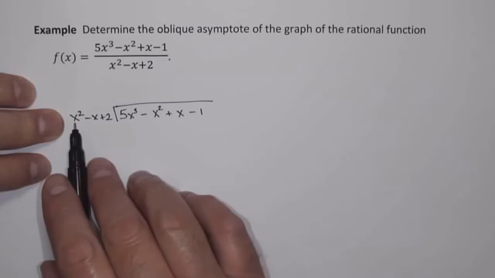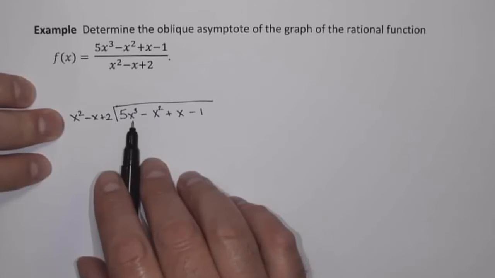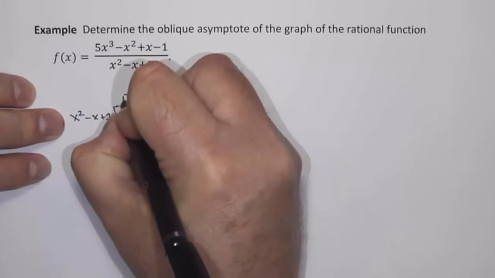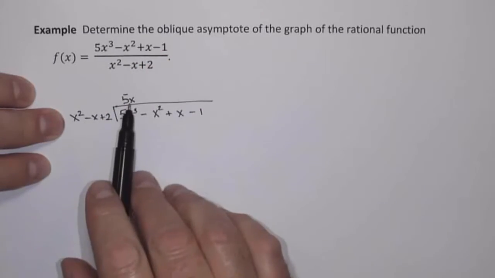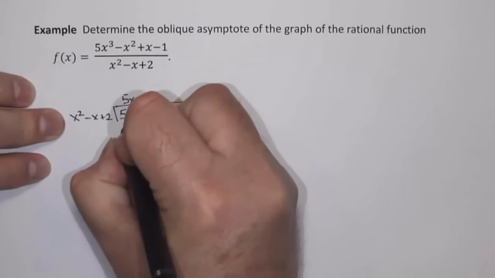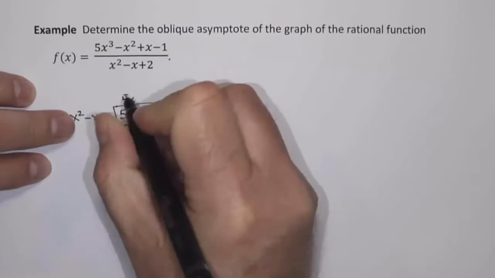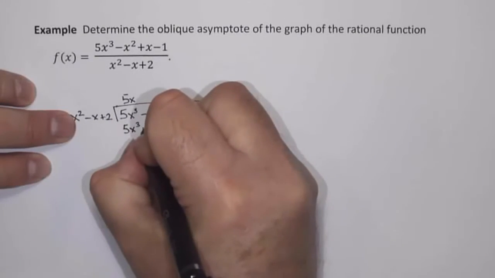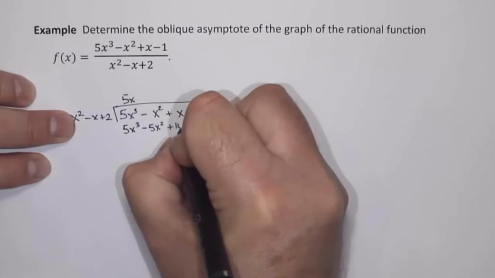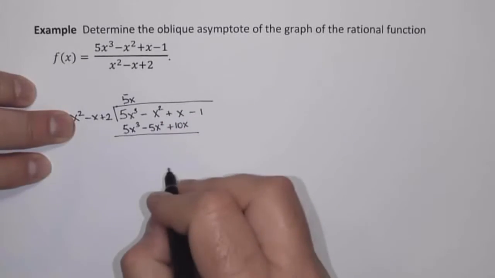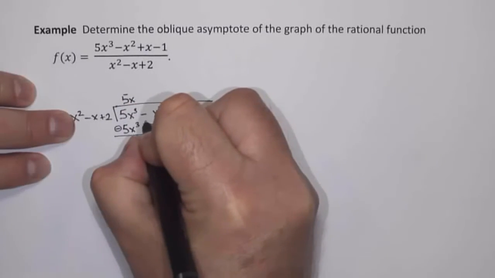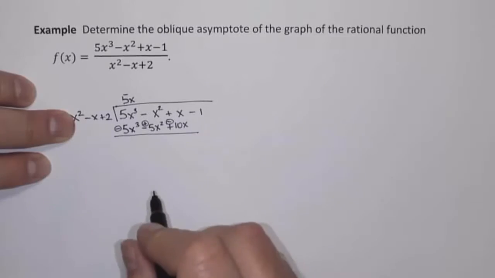So I look at the x squared and I look at the 5x cubed. What would I multiply x squared by to get 5x cubed? And the answer is 5x. So if I multiply back, 5x times x squared is going to be 5x cubed. 5x times minus x is minus 5x squared. 5x times plus 2 is plus 10x. If I subtract, I have to distribute the subtraction, so this is going to become minus, this is going to become plus, this is going to become minus.